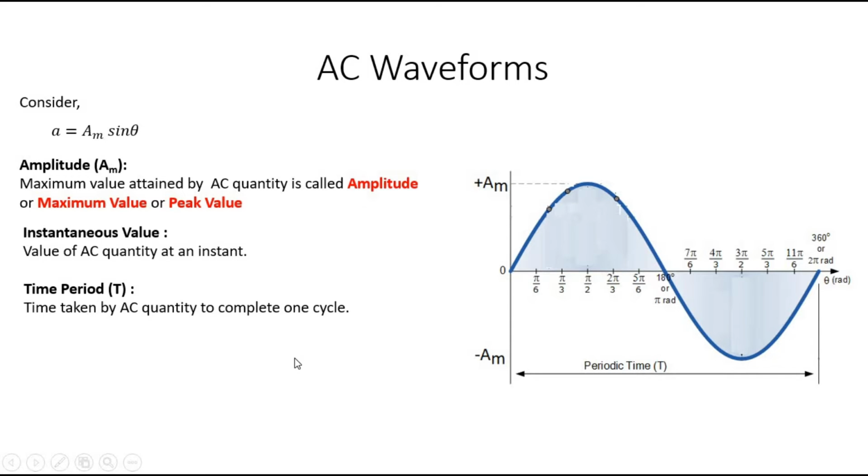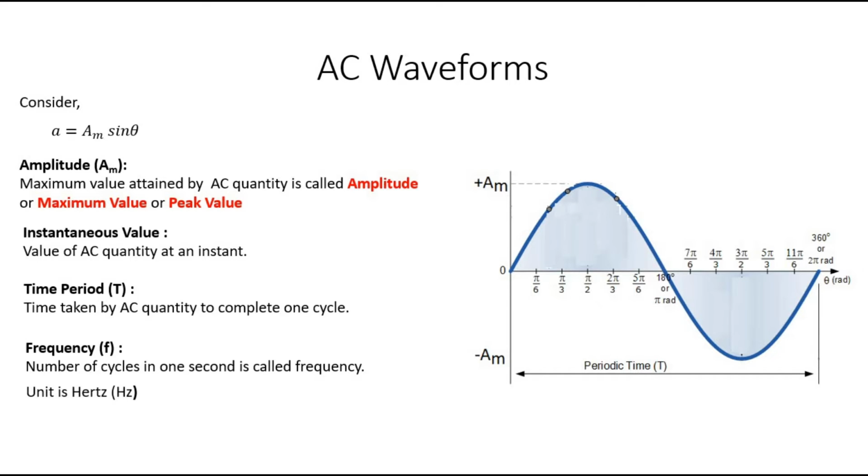Next one is frequency. Frequency means, so we told that this is one cycle. It is completed in T seconds, or time period. So number of cycles in 1 second is called frequency. Time period is the time taken by AC quantity to complete one cycle, whereas frequency is the number of cycles in 1 second. Its unit is hertz. So we told that frequency is the number of cycles in 1 second.